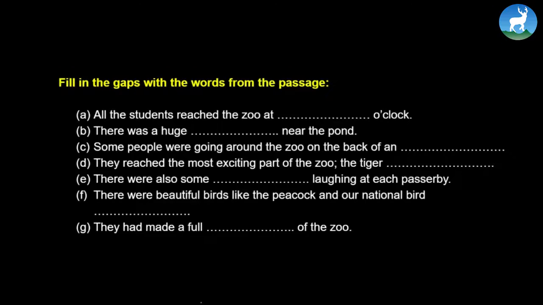Fill in the gaps with the words from the passage. Remember the passage I've just read? Now all the words lie right in the passage. I'm just going to do two of the sentences here, okay? Fill in the gaps with the words from the passage.